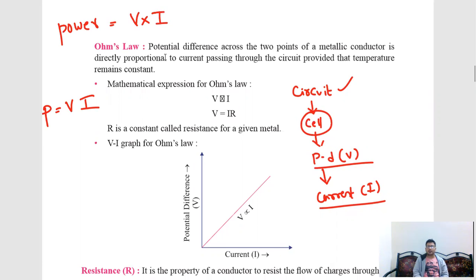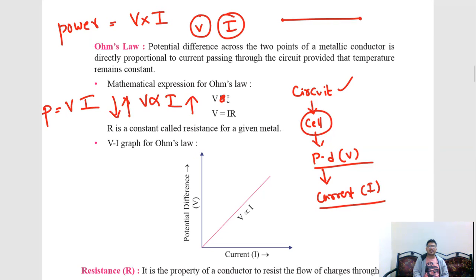Now what is Ohm's law? Potential difference, meaning voltage, across two points of a metallic conductor is directly proportional to the current passing through the circuit. So guys, whenever you have voltage, definitely there will be current. Simple logic. And the mathematical expression: V is directly proportional to I. What is the meaning of directly proportional, guys? If voltage is increasing, current also will increase. If voltage is decreasing, current will decrease.